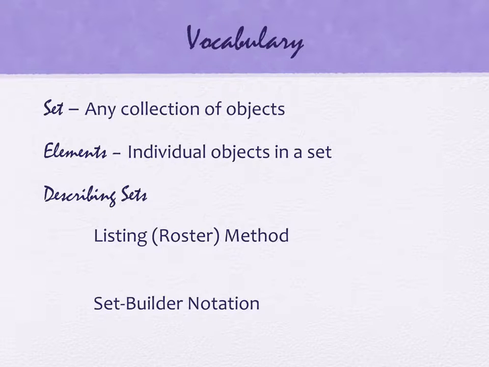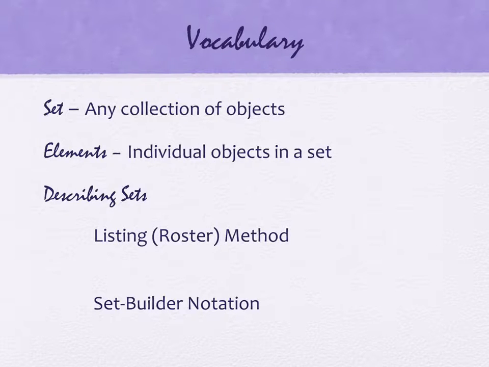So we can talk about your set of music files on your phone. We can talk about your set of textbooks for the semester. We can talk about your set of friends or your set of family members. It doesn't have to just be things, it could also be people. The elements are the individual objects in the set. So if we're talking about your textbooks, it would include the textbook for this particular class, right? That would be an element in your set of textbooks. If we're talking about your immediate family members, your mom is probably one of those immediate family members.